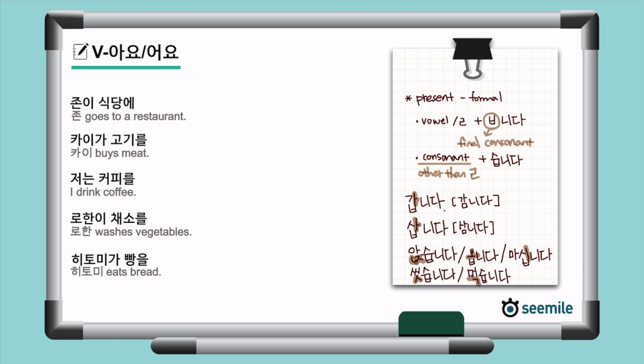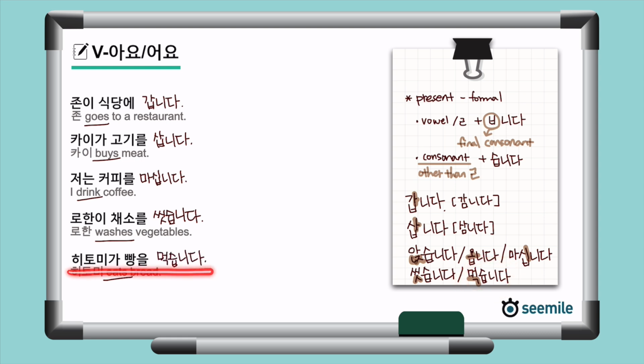Now let's say these sentences in Korean as if we were in a formal situation. John goes to a restaurant, 갑니다. 존이 식당에 갑니다. Kai buys meat, 삽니다. 카이가 고기를 삽니다. I drink coffee, 마십니다. 저는 커피를 마십니다. 로한 washes vegetables. 씻습니다. 로한이 채소를 씻습니다. 히토미 eats bread. 먹습니다. 히토미가 빵을 먹습니다. Good job!